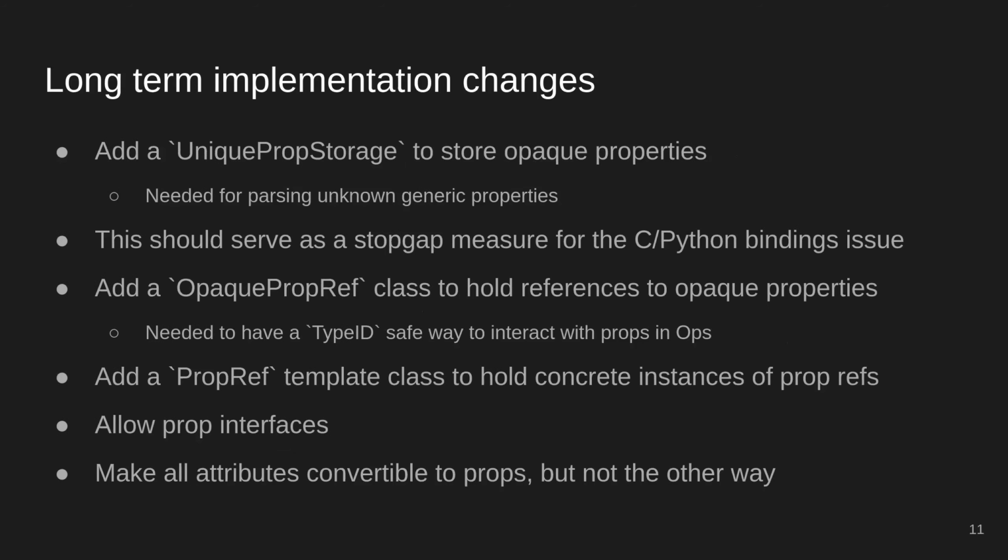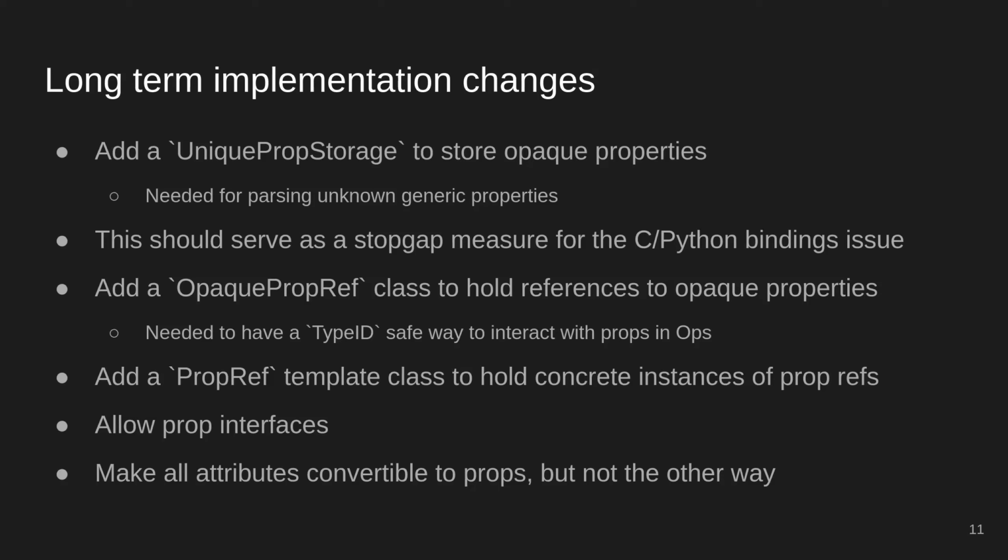Then the way to do this is through implementation details, like, for example, having a new unique property storage just to store unknown or generic properties. The properties inside an op would remain the same. This is just a mechanism to interact with them. Same thing with the unpacked property graph, or a prop graph that is a concrete class of them. If we implement all of this, there's no reason anymore to have attributes be convertible to properties. We would be solving the C and Python binding issues, or not solving, but we would provide a remedy. And as a nice benefit, we could end up allowing property interfaces.